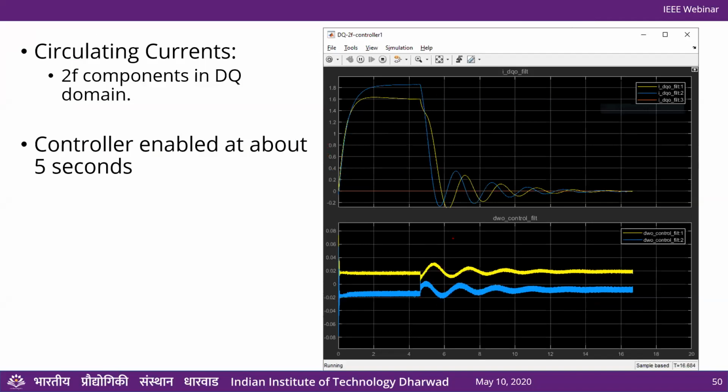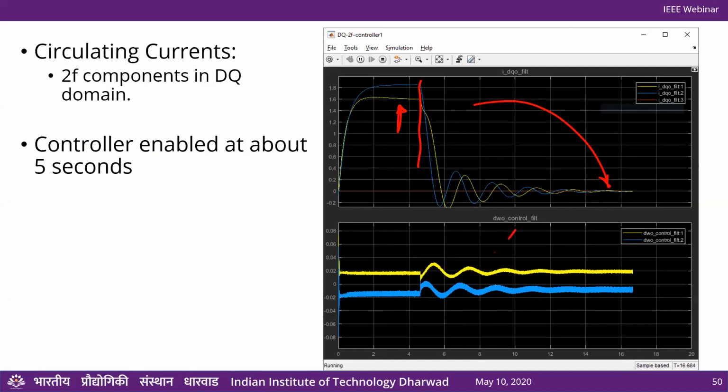This one just shows the internal controller output. So I have a DQ PLL that does DQ transformation, and it's locked in at 2F, and I'm filtering it also. So this is the filtered value of the D and Q components at 2F. And this is when my controller was enabled. You can see that before the controller was on, both of these are at some significant value, and then my controller is able to bring them down to nearly zero.